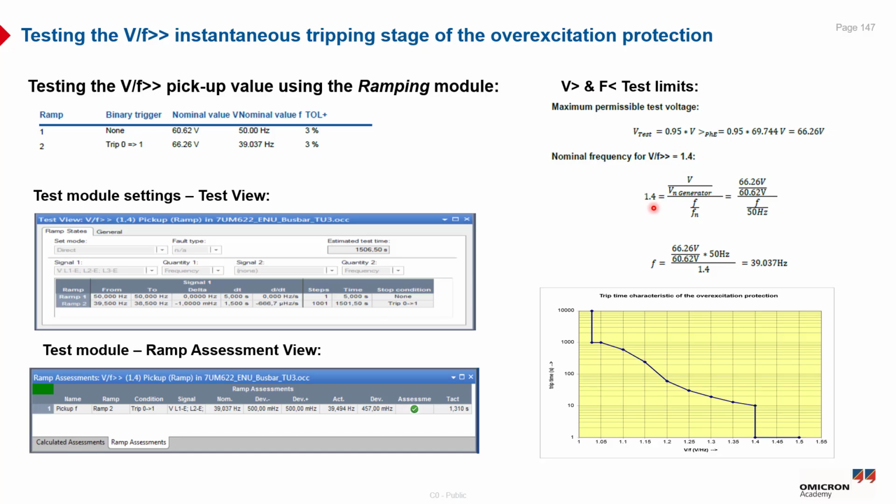So for example, 1.4 equals V over the nominal voltage, all of it over frequency over the nominal frequency. We know this value now, which is 66.26 volts. The nominal voltage of the generator is 60.62, the frequency needs to be calculated, and the nominal frequency for sure is 50 hertz. So you can calculate the expected frequency, which is 39.037 hertz. So here is the expected or nominal value, and we can measure this backup value of the frequency. So now we can make the backup value of the V over F double greater.